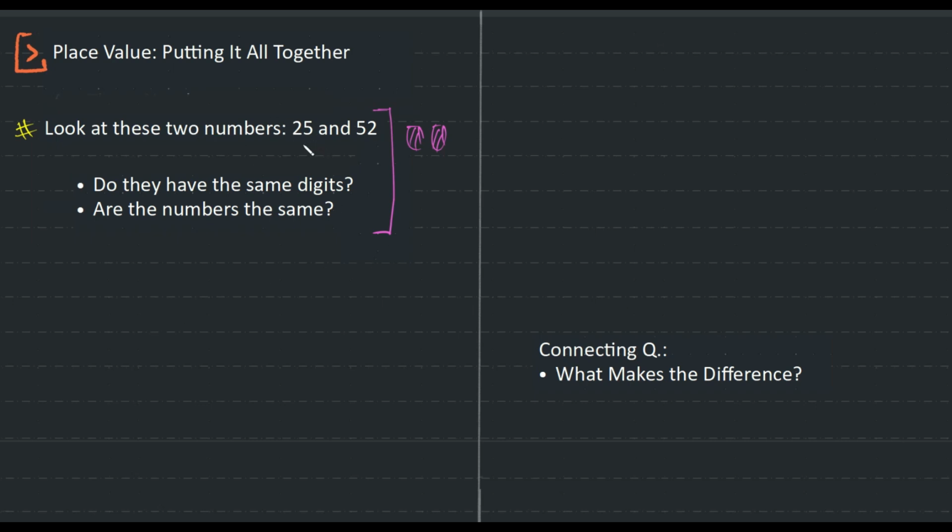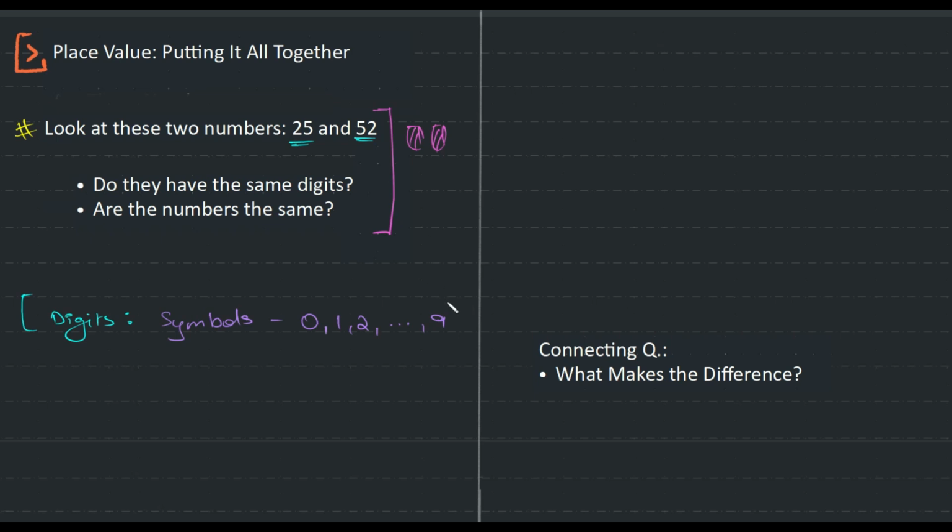Okay, let's have a look at this. We have two numbers, 25 and 52. Do they have the same digits? So I hope you guys remember digits. Digits are nothing but symbols that are used to represent, in this case, numbers or alphabets. It can be anything. But in this case, we're talking about numbers. So we have symbols from 0, 1, 2 to 9. Right? These are one possible representation of numbers.